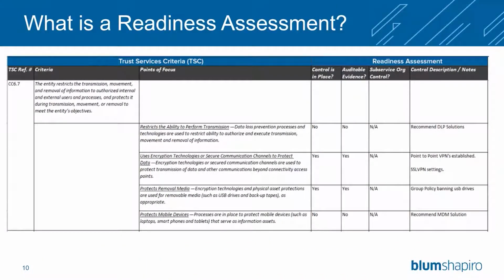Here's a visual of what a readiness assessment template may look like. In this case, it's an example of encryption. Encryption is a security control that most organizations need to be deploying, and the types of criteria you would be evaluated against. You'll see the yes-no determination as to whether or not the control is in place. Is it auditable? Can we verify that? And then ultimately notes for remediating any gaps or implementing new controls.